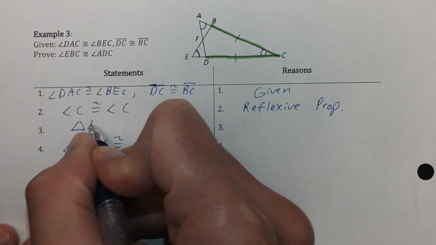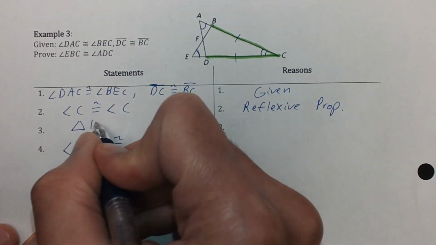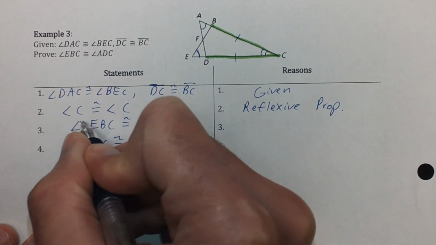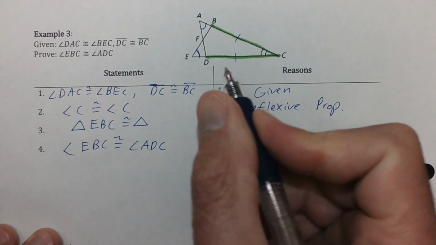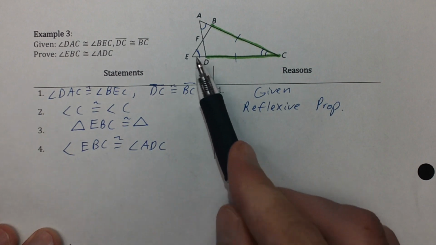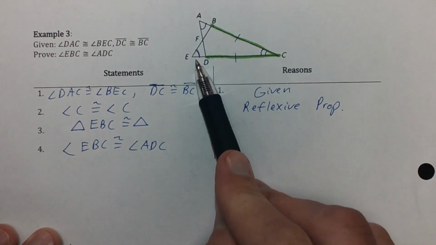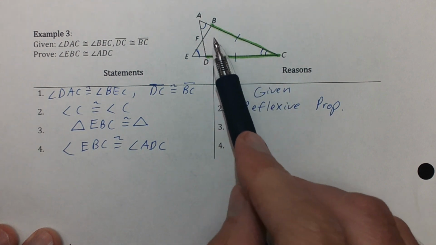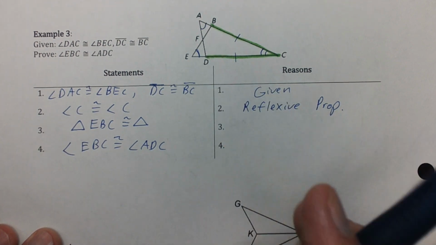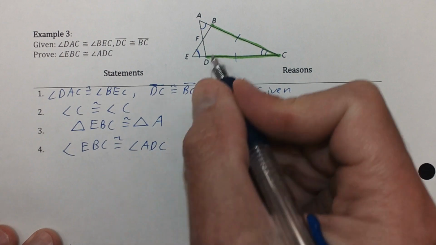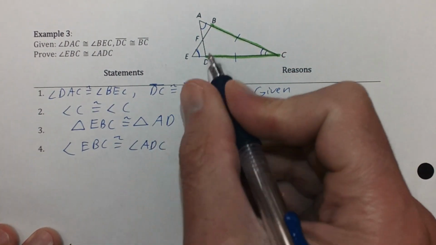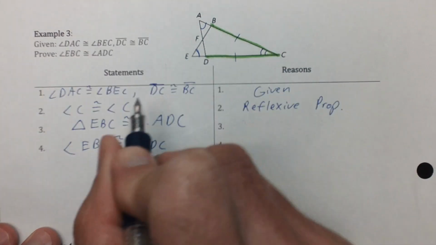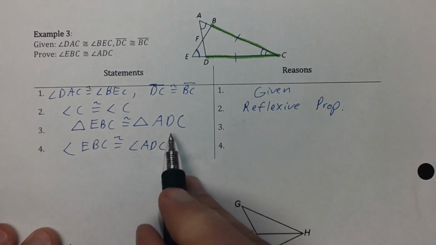So I'm going to say triangle EBC is congruent to another triangle. Okay, now I need to be careful with my congruent statement. EBC, I'm going from single arc to no arc to double arc. How do I do that on the other? That's single arc A to no arc D to double arc, which is C. So triangle EBC is congruent to triangle ADC.